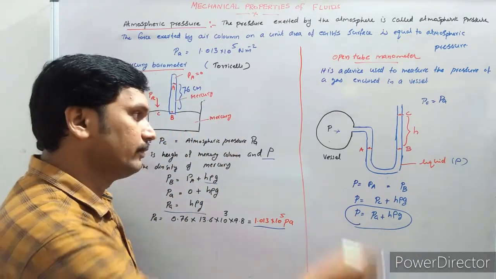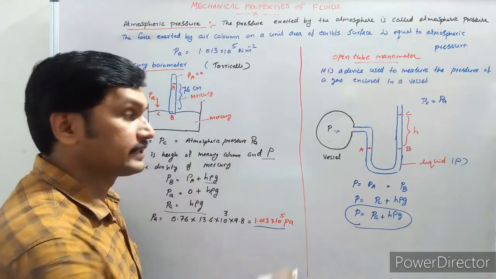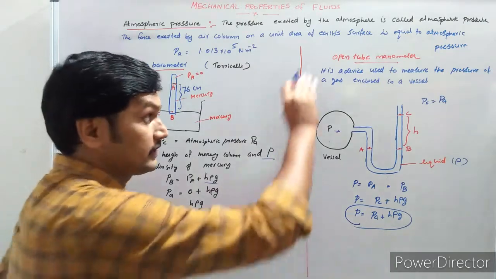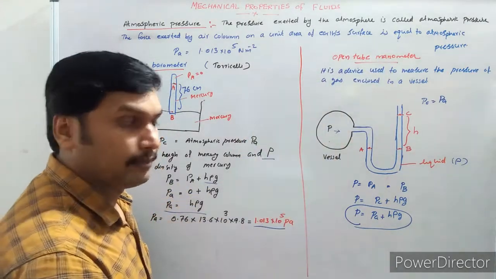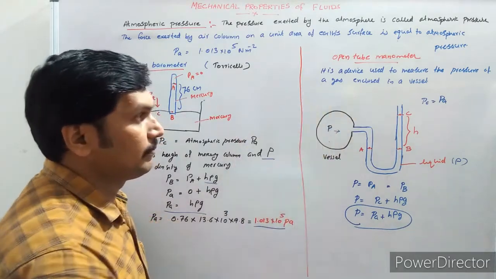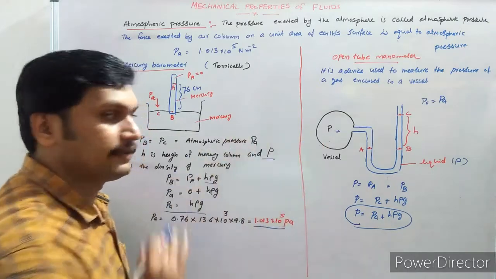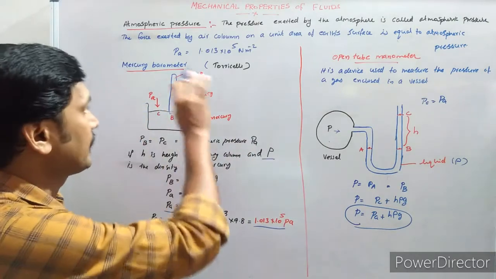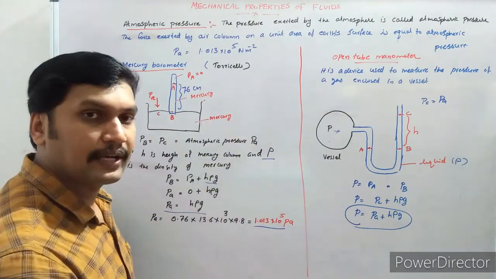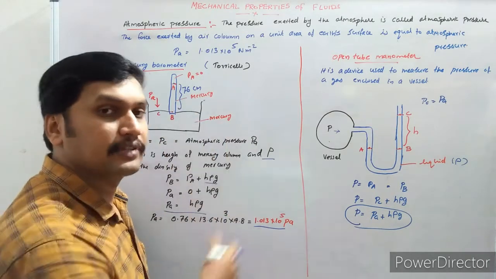In this way, we can measure the pressure inside this vessel. So that is an open tube manometer. By using an open tube manometer, we can measure the pressure inside a vessel, and by using a mercury barometer or Torricelli's barometer, we can measure the atmospheric pressure.